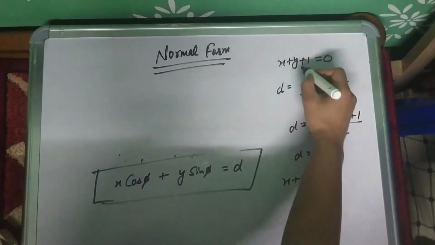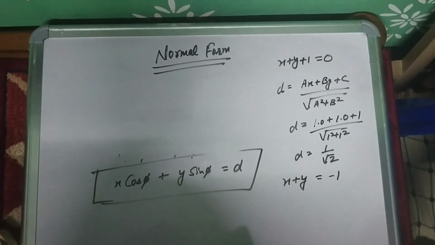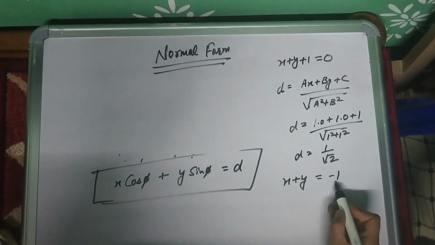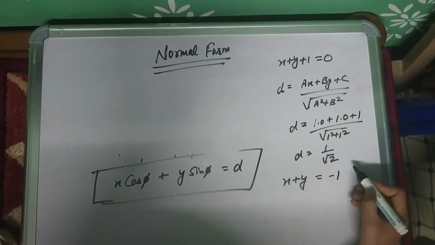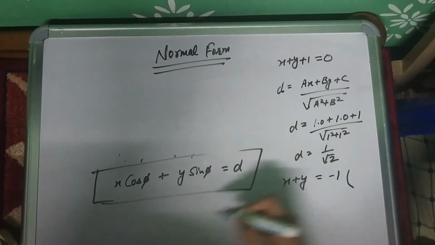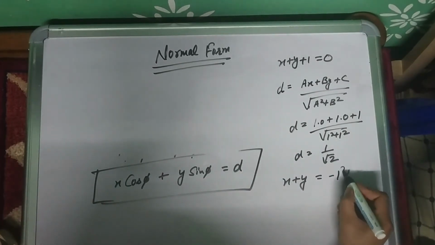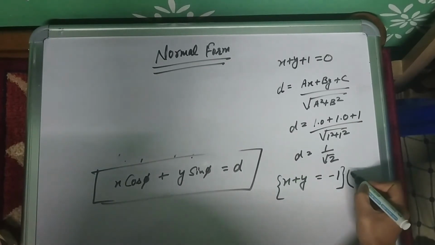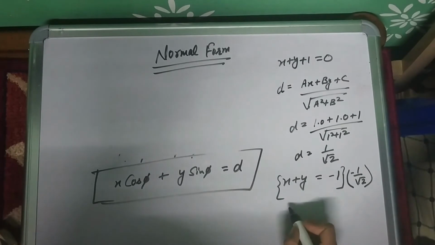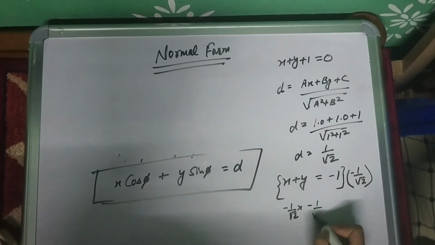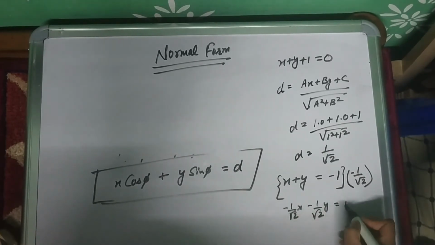Okay, so here what can we do? We can shift this minus 1 to that side. But we don't need minus 1 here. What do we need here? 1 over root 2. So what we need to do is multiply this full equation by minus 1 over root 2. So this will become minus 1 over root 2 x minus 1 over root 2 y, which is equal to plus 1 over root 2.